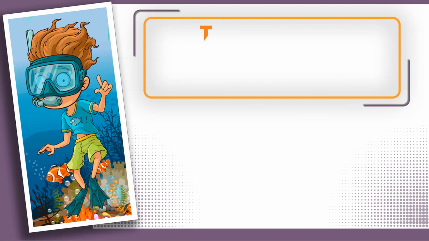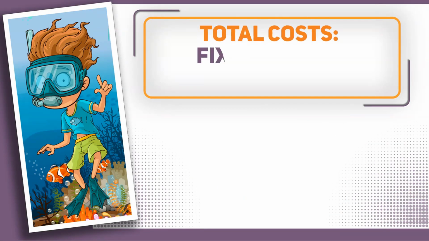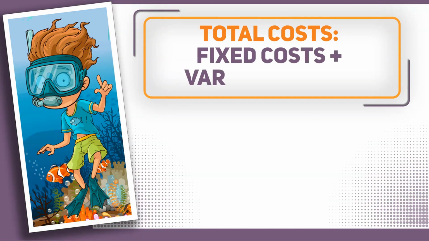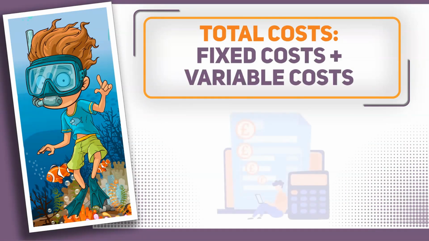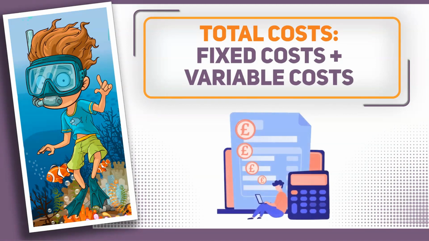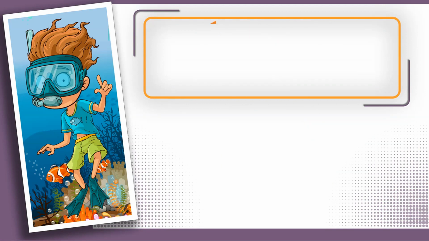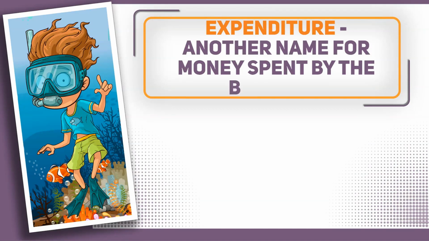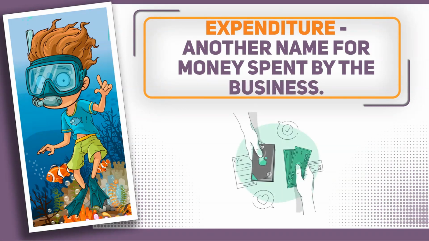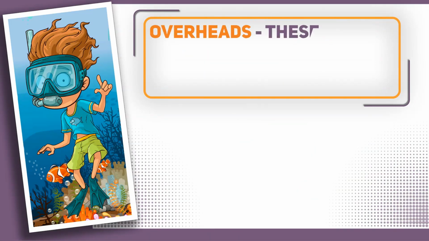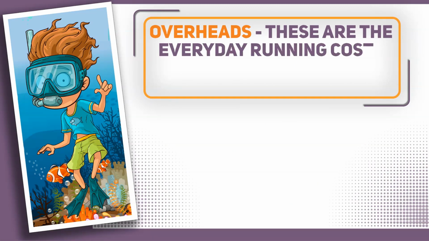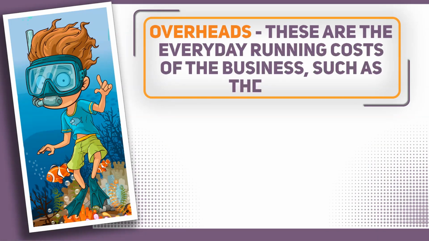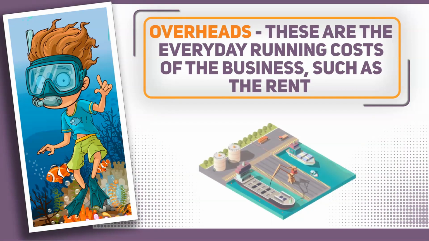And we shouldn't forget total costs, which is the fixed costs plus the variable costs, or the direct costs plus the indirect costs. It's basically the total costs. And all of these costs are known as expenditure, which is another name for money being spent by the business. And finally, you need to know the term overheads. These are the everyday running costs of the business, such as the rent for Josh's office.